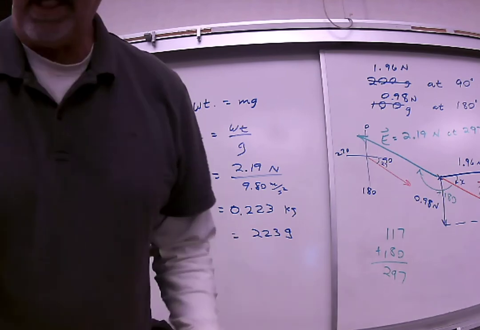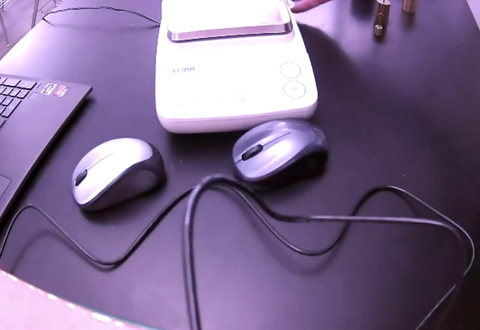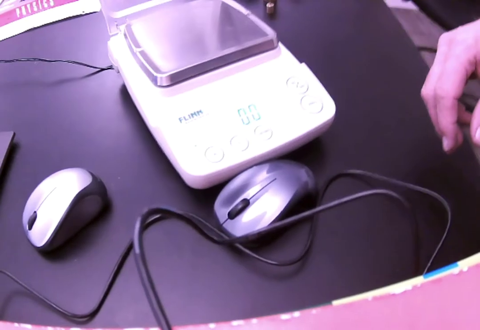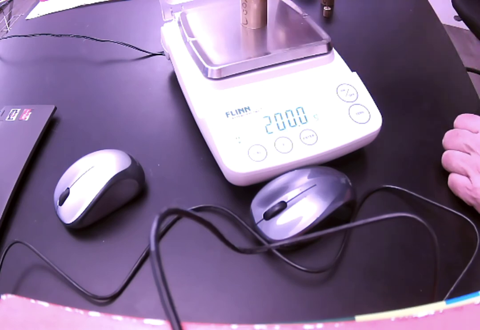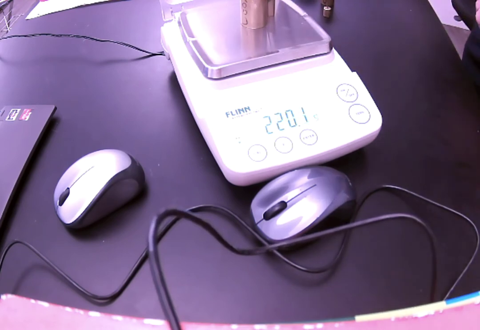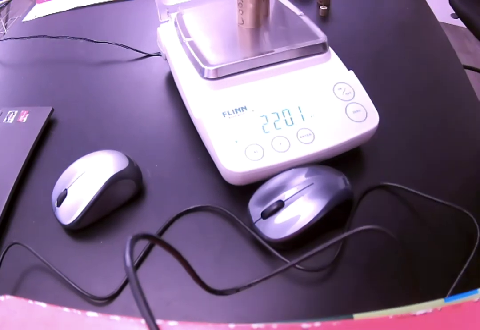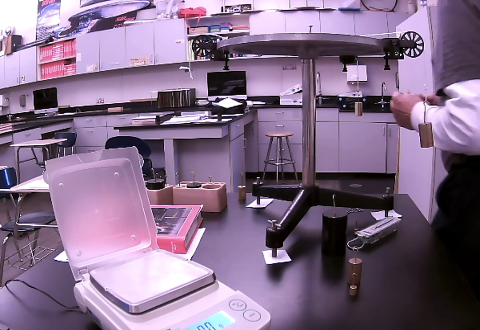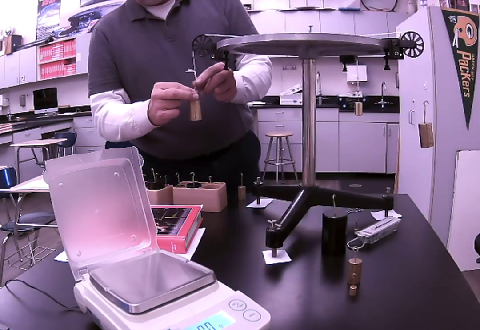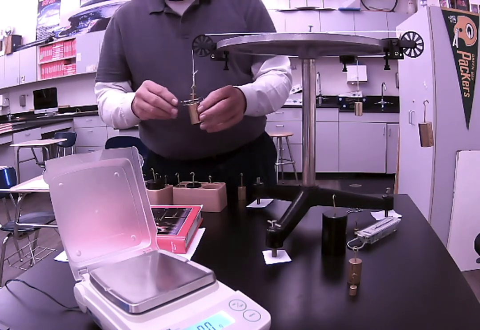All right. So let's get that. I have an E-balance here. Oh, the glare of the room lights is messing you up a little bit. Can you see it? Yeah. Okay. So there's 200. 220. I need three more. A couple of paper clips. That's pretty close right there. 223 grams. So I'm going to put 223 grams on that string. There's the 200. There's the 20. And there's the 3.